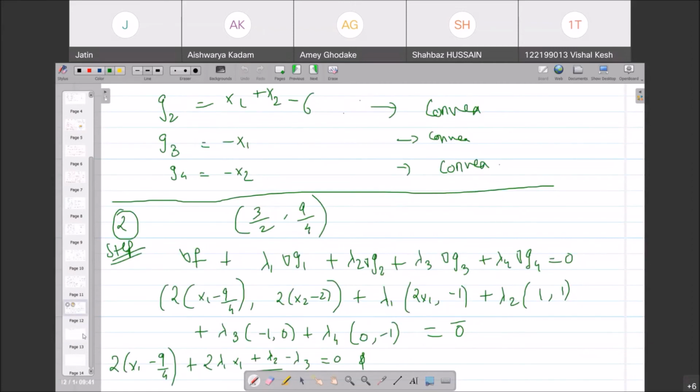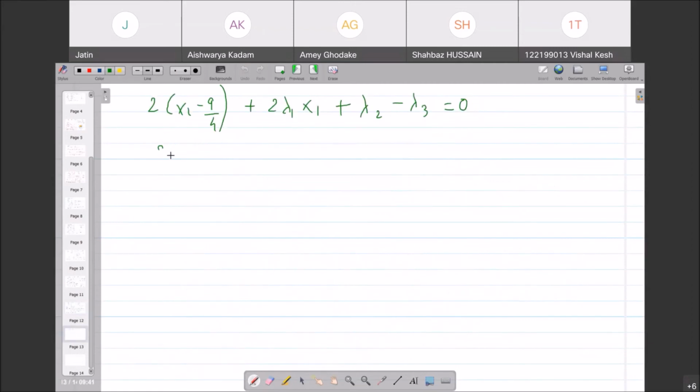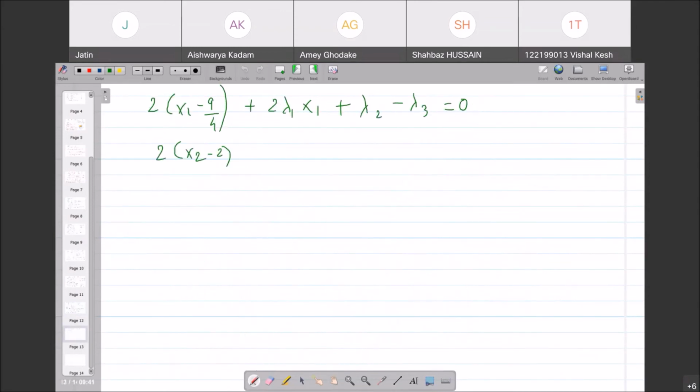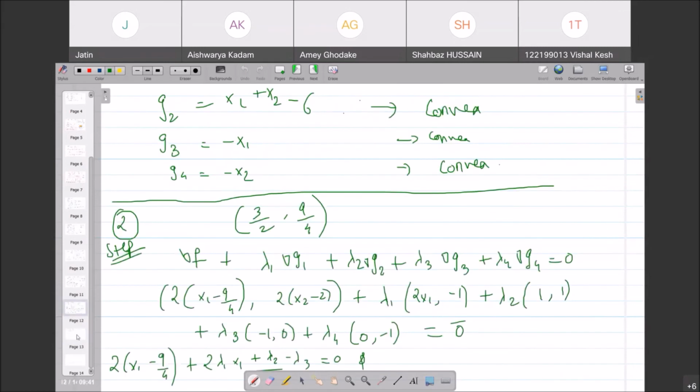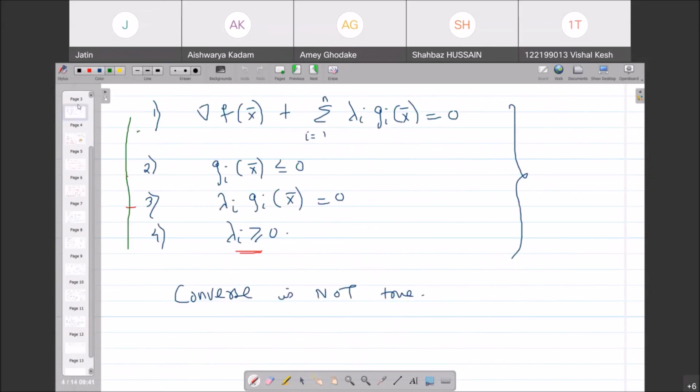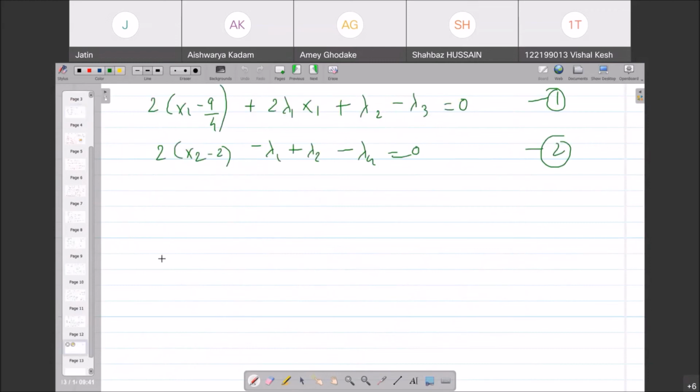And what does the second component imply? 2 times x2 minus 2 minus lambda 1 plus lambda 2, and from the second line I have minus lambda 4. Okay, good. So this is my first condition and second condition, which I'm getting from the first condition of KKT. Then, g_i less than or equal to 0, and I have lambda i g_i equal to 0.